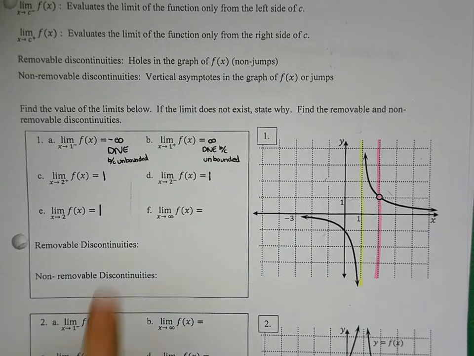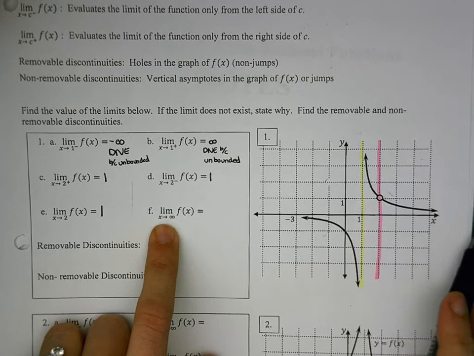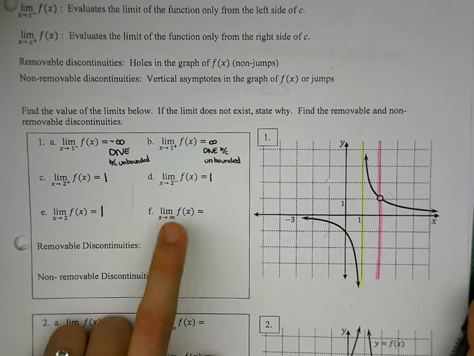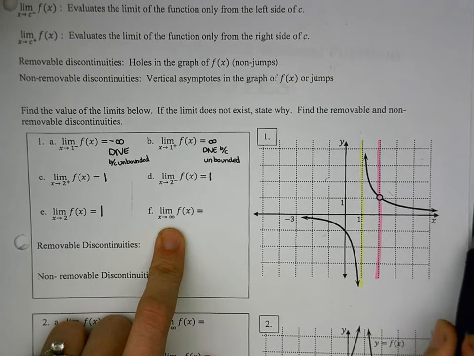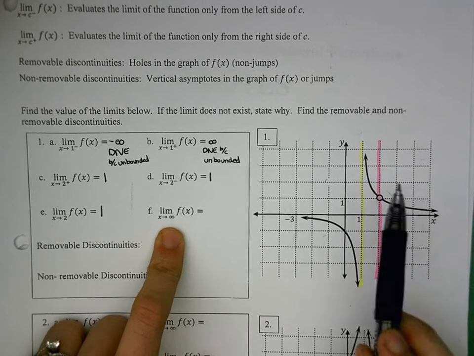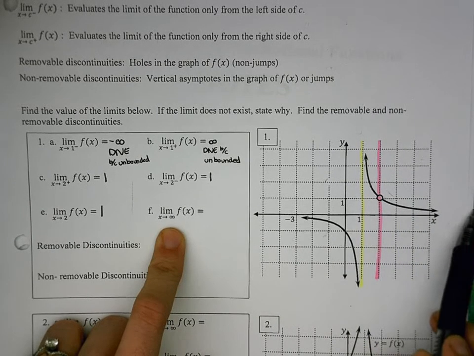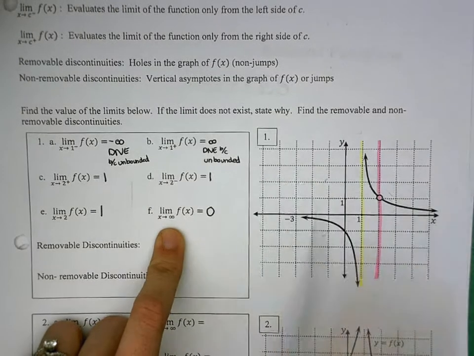And then last one, x approaching infinity. So we're headed out towards x infinity, which is way off here to the right. X is going to infinity. As I trace this graph going way out here to the right, the question is, what y value does it look like I'm going to be? It looks like I'm going to end up hitting the x-axis, which is 0.